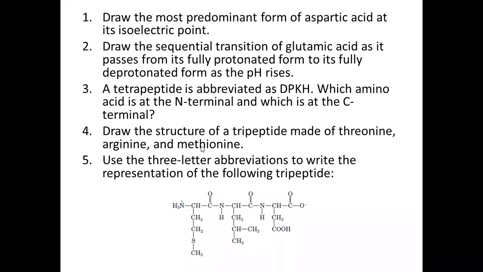And then number 3, it's a tetrapeptide abbreviated as DPKH, which amino acid is the N-terminal, which is the C-terminal. And if you can draw the structure much better. Number 4, draw the structure of the tripeptide made of threonine, arginine, and methionine. And there are different possibilities, but you can start with threonine. Number 5, use the 3-letter abbreviations to write the representation of the following peptide.